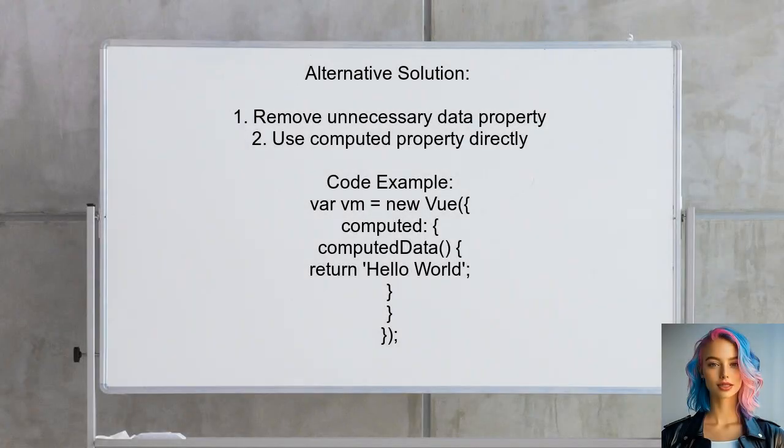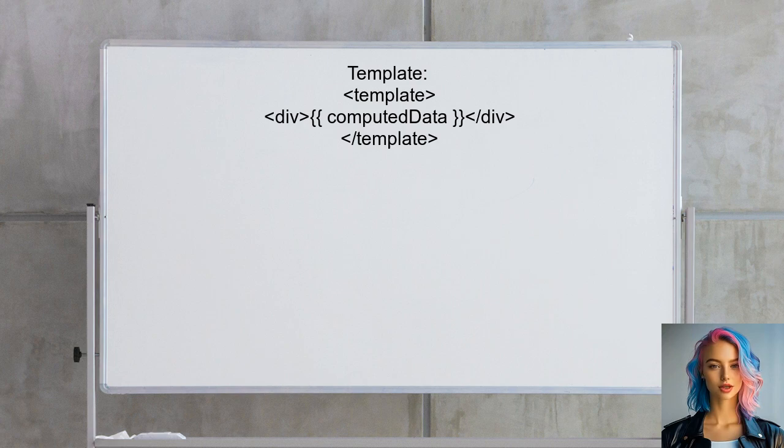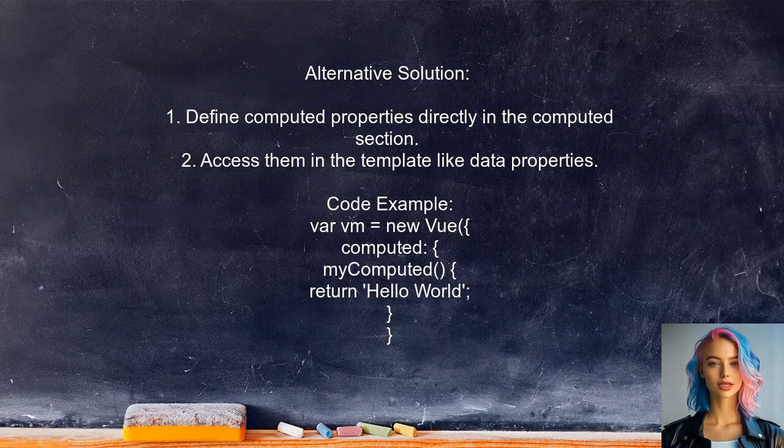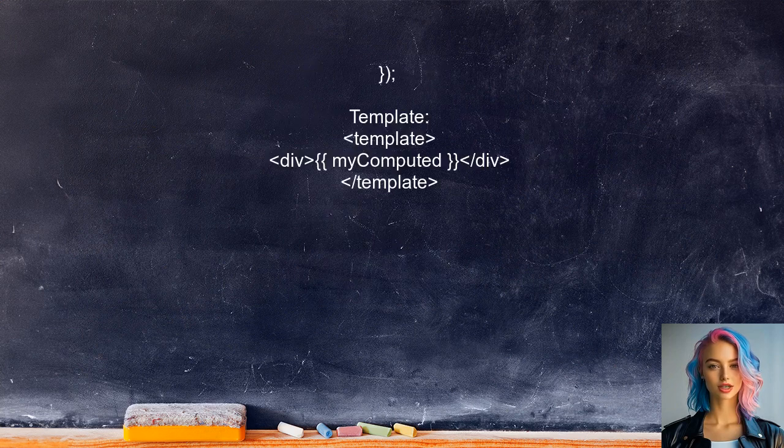An alternative approach suggested by another user is to work directly with the computed function. They recommend removing the unnecessary data property and simply using the computed property in your template. That's it for that response. Let's explore another one. An alternative approach suggests simplifying your code. Instead of trying to define a computed property within the data function, you can directly declare it in the computed section. This way, myComputed will be accessible just like any data property in your template.